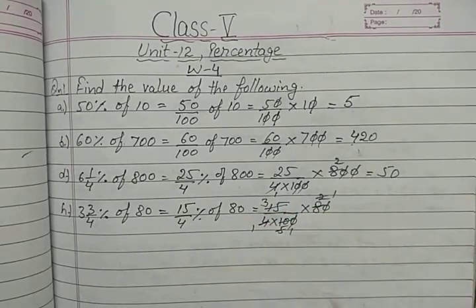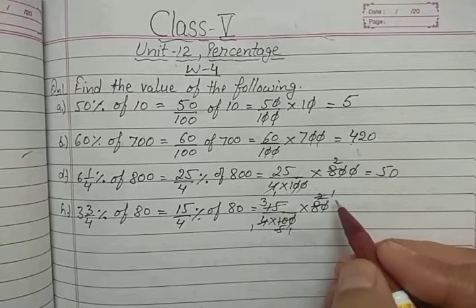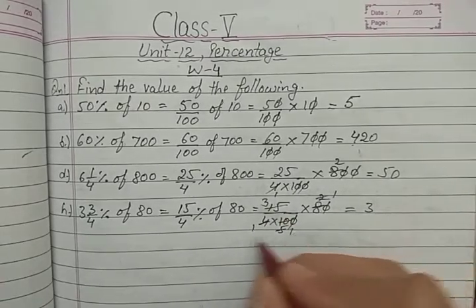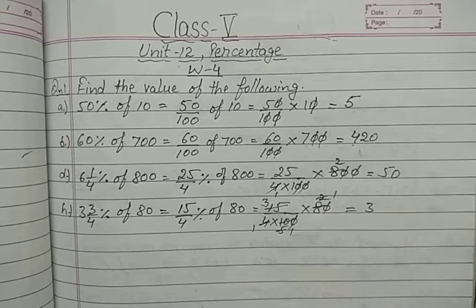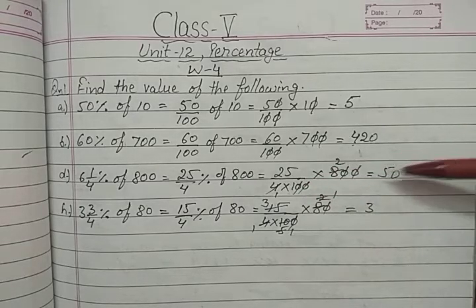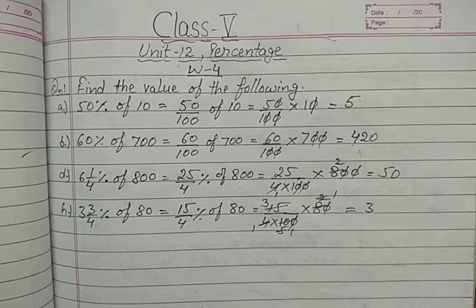Now what is left in the numerators? 3 and 1. So 3 ones are 3. And what is left in the denominator? 1 and 1. 1 ones are 1. So there is no need to write 1 in the denominator. So in this way we can solve these questions and find the values. So the most important thing is कि आपने ये cutting करनी आनी चाहिए आपको, कि आप किस तरह से इसको solve कर रहे हैं.